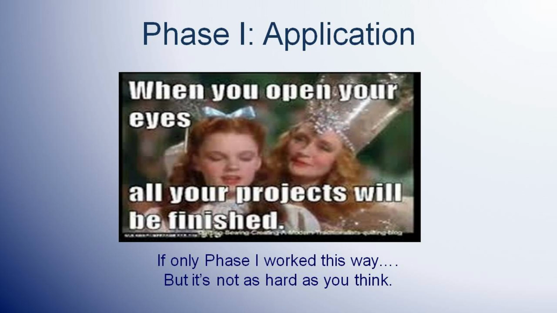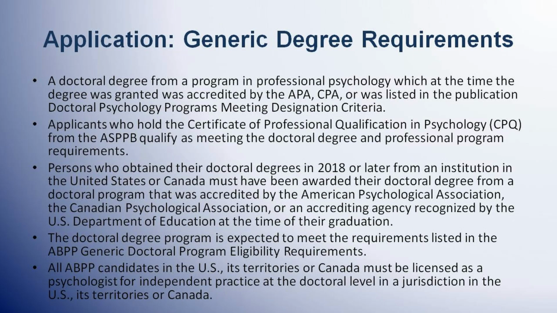The first step of the process is the credentials verification. First, the application is reviewed by the American Board of Professional Psychology's central office to verify doctoral degree, the licensure, and professional standings, and the absence of any disciplinary actions. Second, the application is forwarded to the American Board of Clinical Health Psychology for their credentials review as it relates to the specialty board.